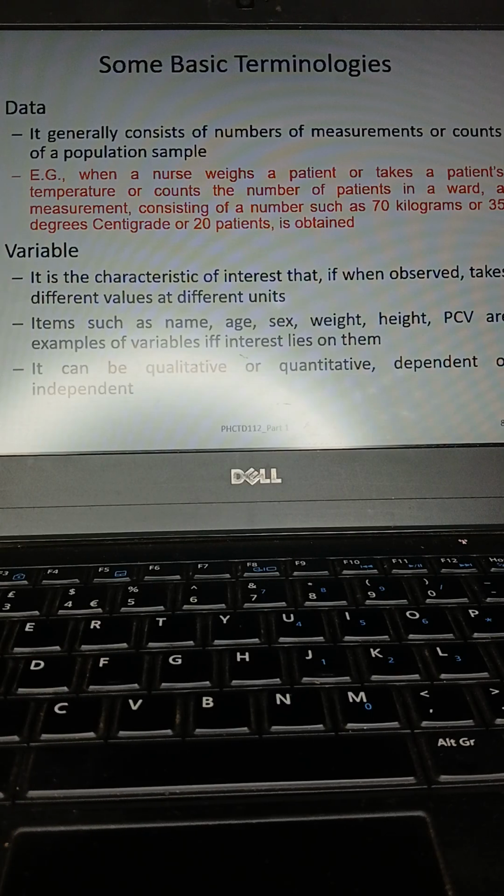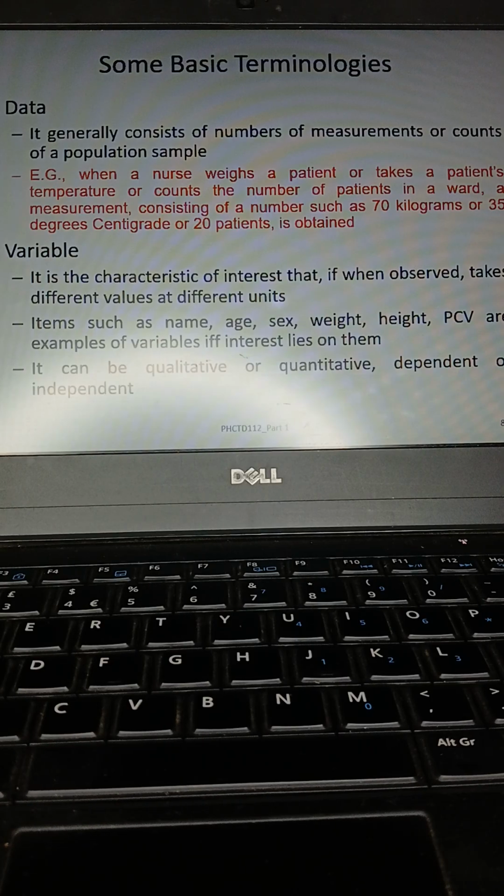And the unit for age is years. Look at the situation of weight. The units for weight are different from the units for age. That's why we say different values at different units. For weight, we have kg or gram, and the units for height are quite different from weight. We have meter, we have inches, that is for height, and also PCV. All these are examples of variables, if and only if your interest lies on them.